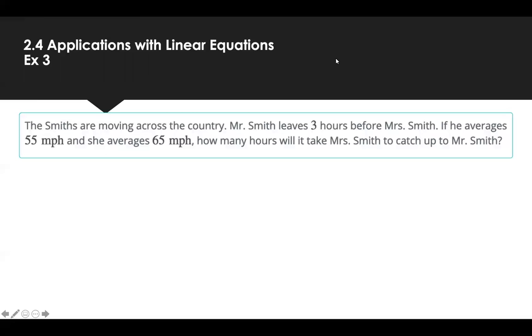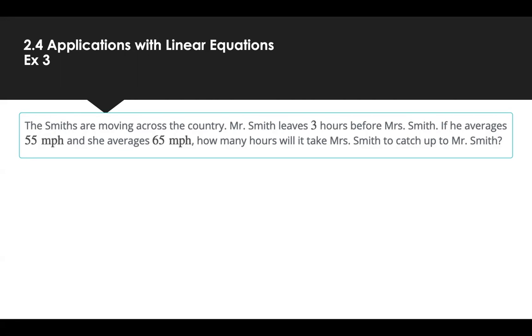Hello, everyone. So we didn't quite get to this question on applications, linear equations in section 2.4. So I wanted to make sure I showed you how to do a distance, rate, time problem like this. So here we have the Smiths are moving across the country. Mr. Smith leaves 3 hours before Mrs. Smith. He averages 55 miles per hour and she averages 65 miles per hour.